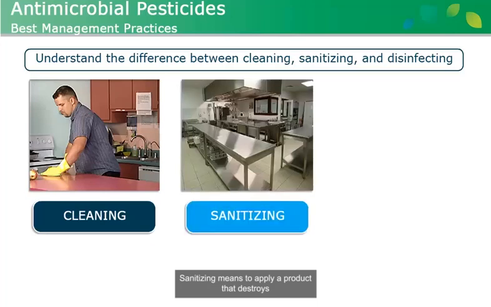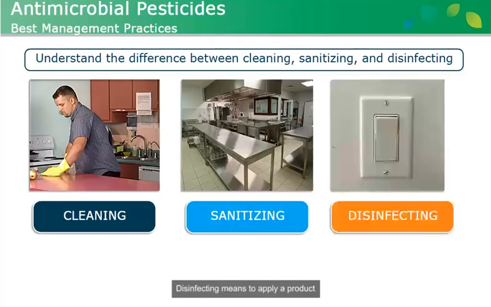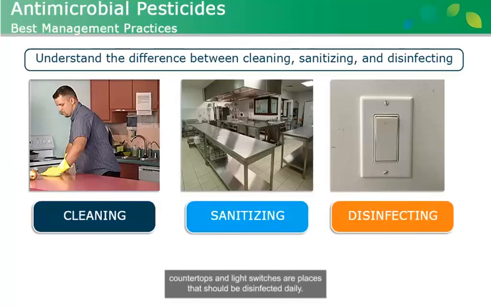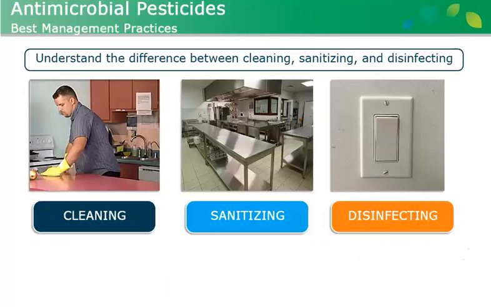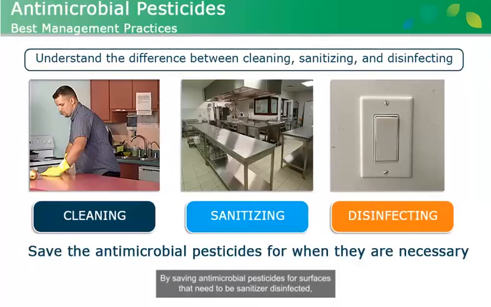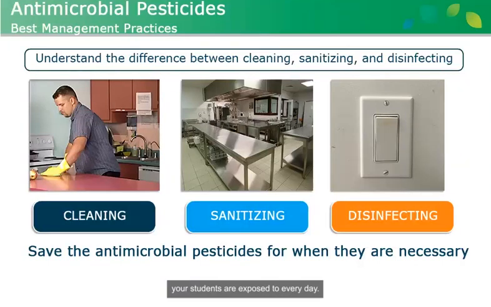Sanitizing means to apply a product that destroys enough germs to reduce the risk of becoming ill. Food contact surfaces are often sanitized before food is prepared or served on it. Disinfecting means to apply a product that destroys nearly all germs on hard, non-porous surfaces. High-touch areas such as doorknobs, faucets, telephones, high-traffic countertops, and light switches are places that should be disinfected daily. By saving antimicrobial pesticides for surfaces that need to be sanitized or disinfected, you can reduce your daily chemical exposure and the residues your students are exposed to every day.